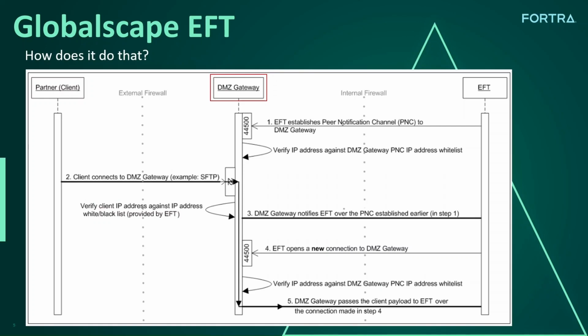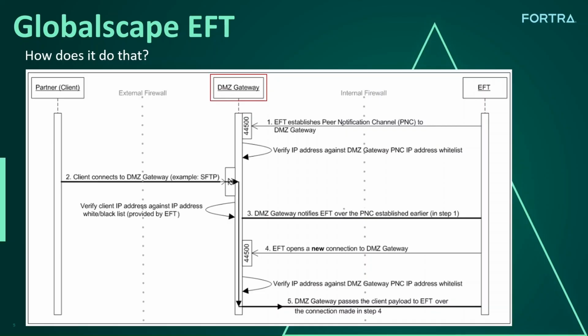Well, step one, when the EFT service is started, it will establish and maintain an outbound connection to the DMZ Gateway. This proprietary non-encrypted connection is called the Peer Notification Channel, or the PNC. Now, the PNC can be encrypted using SSL encryption, but it's not necessary due to the fact that EFT is already behind the firewall and it only requires an outbound port for this connection. So EFT and the DMZ Gateway use the PNC to set up any subsequent communications between EFT and incoming client connections at the DMZ Gateway.